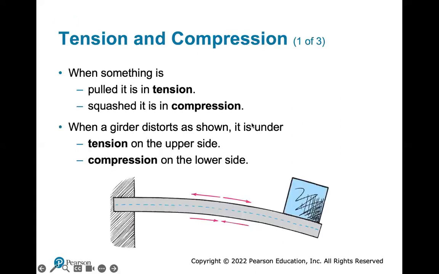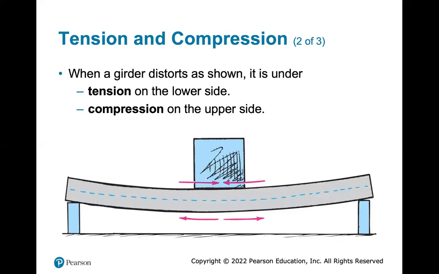Okay. Tension and compression. When we look at this beam, we're going to assume it's either a wood beam or a steel beam. When something is pulled, it is in tension. Squashed is in compression. So when a girder distorts, as shown, it is under tension on the upper side and under compression on the lower side. You can see that the top portion is elongating, and this one is kind of being forced together. It's compression. So those are the difference between tension and compression. When a girder distorts the other way, it is under tension on the lower side, where it's pulling apart, and under compression on the upper side.